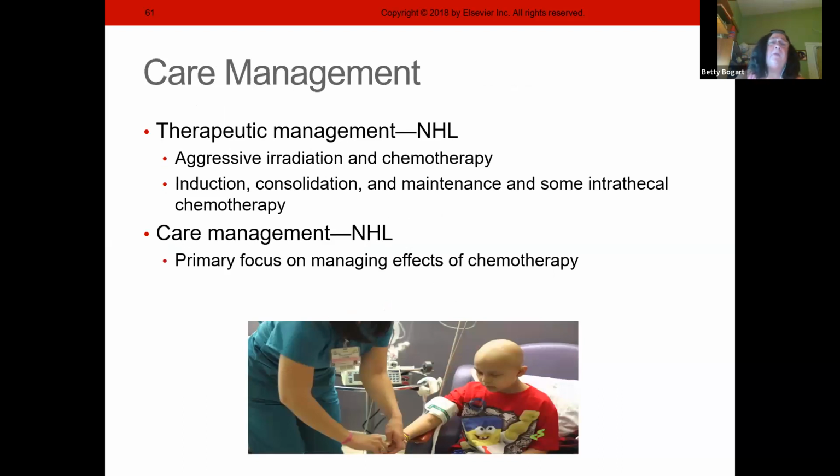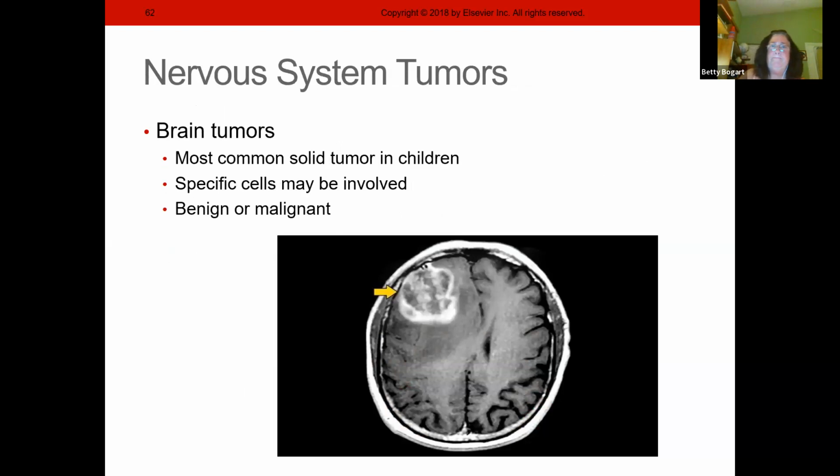Again, chemo, and again, induction, right? Our goal is remission after that. And again, all of those things that happen with chemo, the nausea, the hair loss, etc., we're going to be concerned about it. Now, tumors, solid tumors, brain tumors are the most common solid tumor in children.